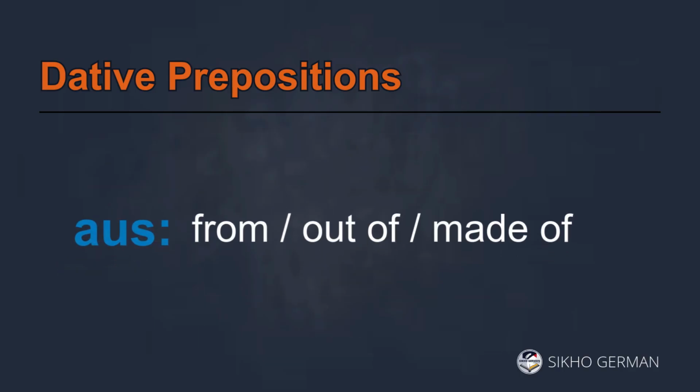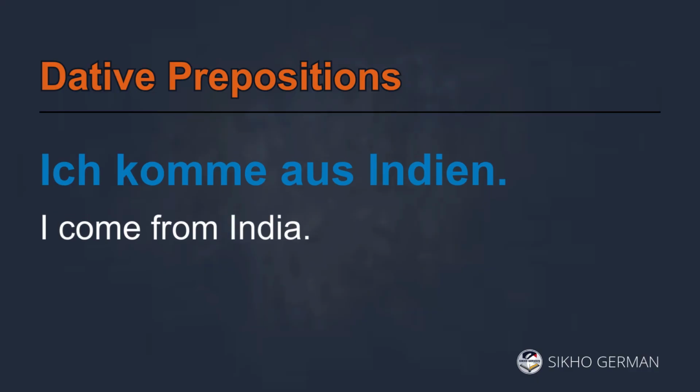Let's start with aus, from, out of, or made of. Ich komme aus Indien. I come from India. Notice, country and city names without articles don't show case visually, but they're still conceptually in dative after aus. This is the most common way to say where you're from.